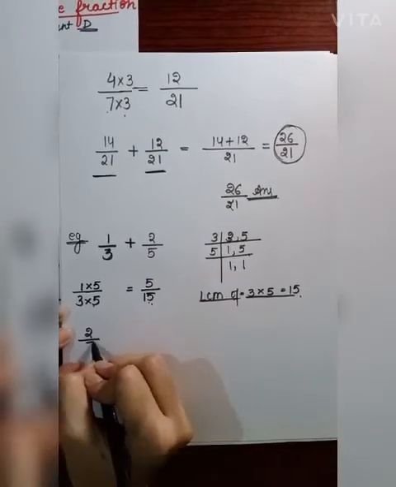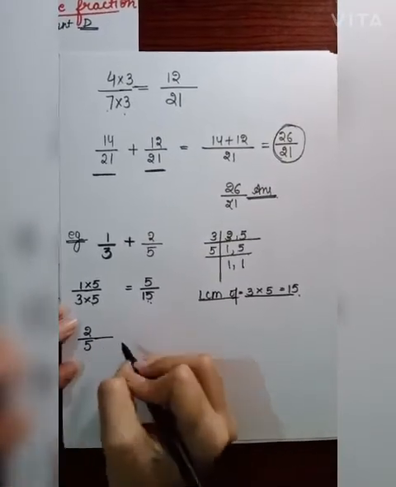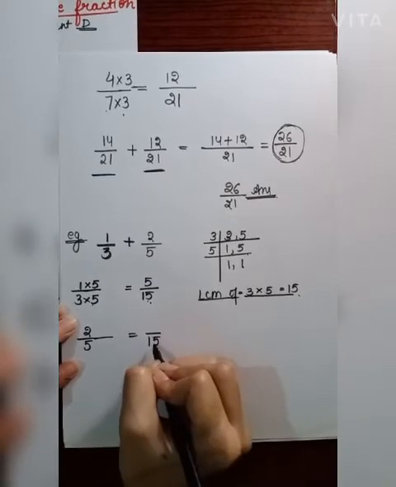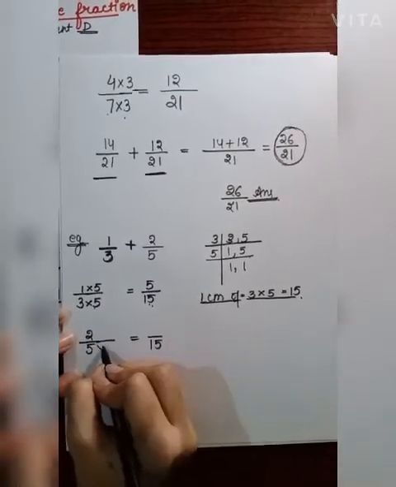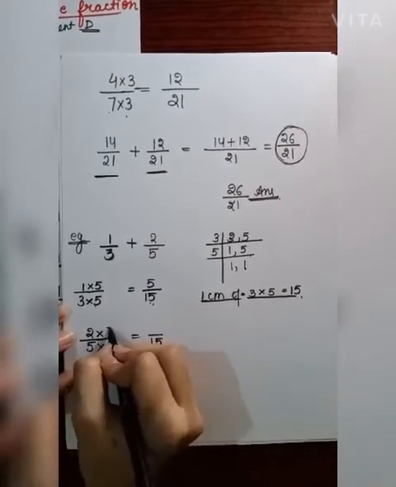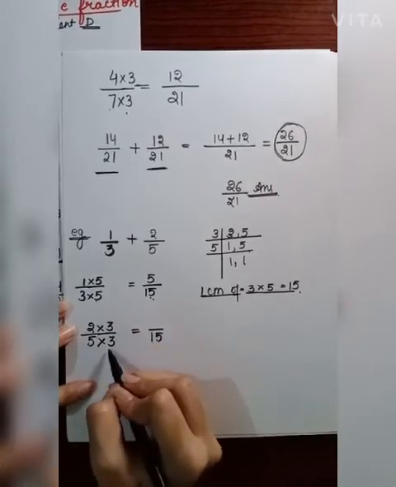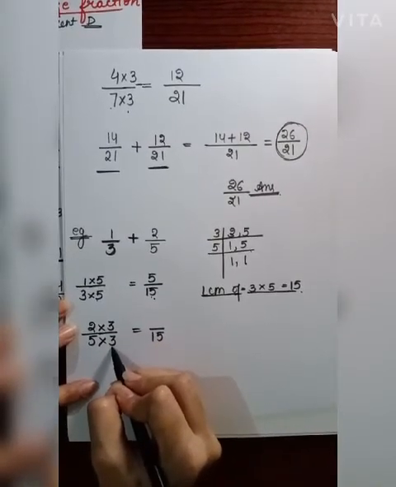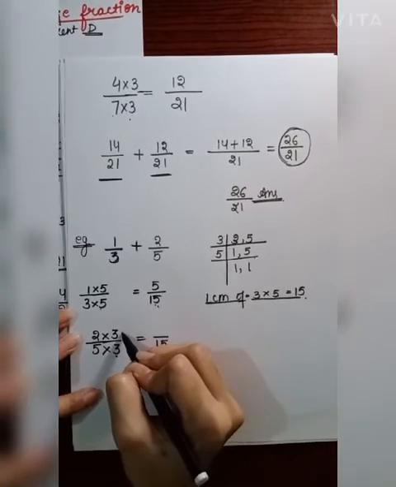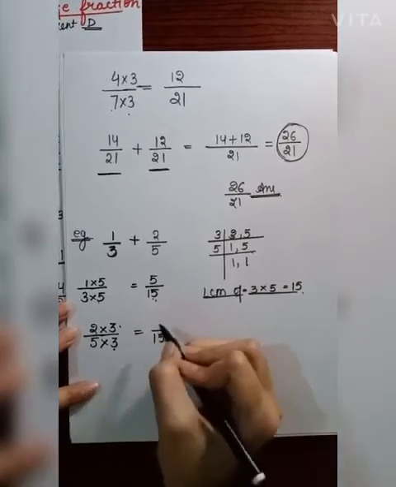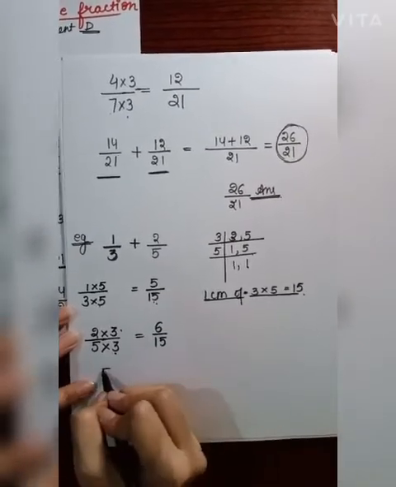Now do the same with the another fraction also. We have to make its denominator 15. So multiply the 5 by 3. Multiply the numerator by 3, because we have multiplied the denominator by 3. So we have to multiply the numerator by 3 also. This will be 6 upon 15.